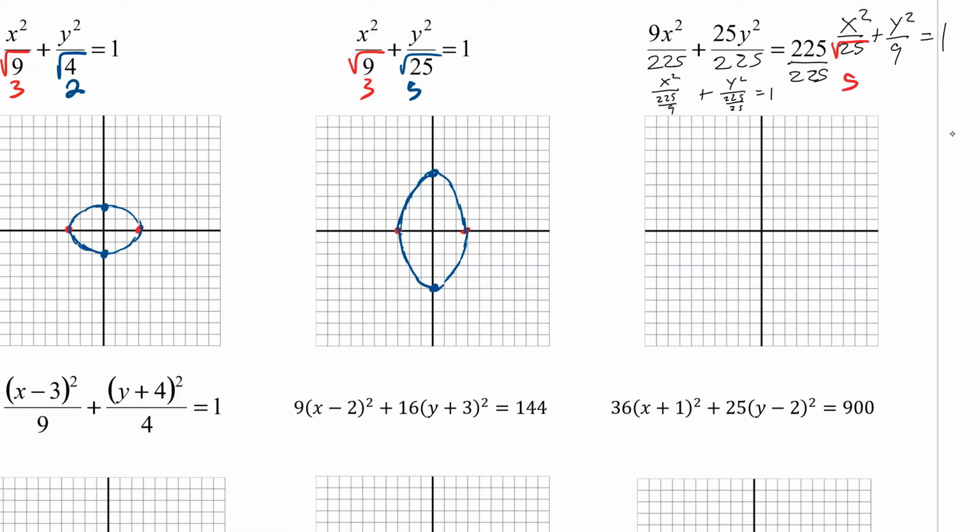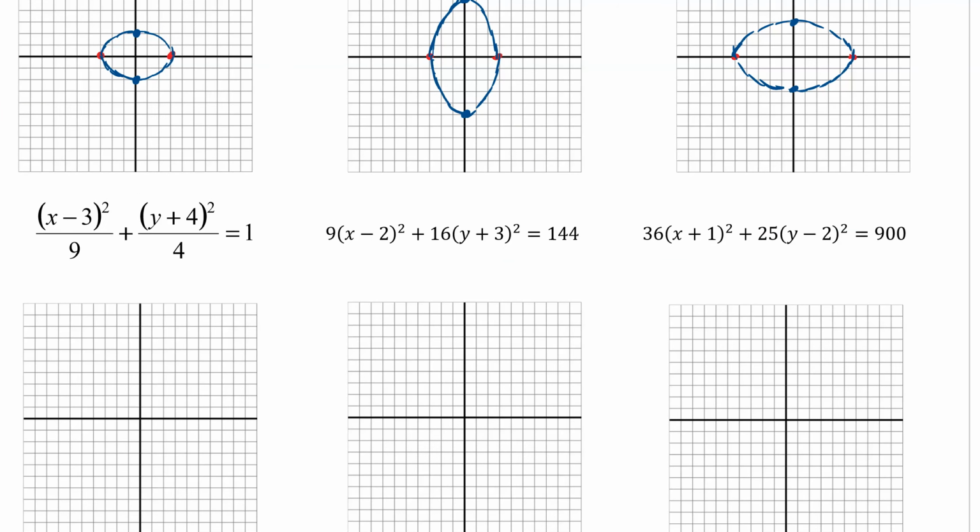And so for the x, we go 5, 5 left, 5 right. And for the y, we go 3. So 3 up, 3 down, and you make our little oval. That's it. So whatever the number is on the right, you just divide by it. Okay, let's add more to it now.